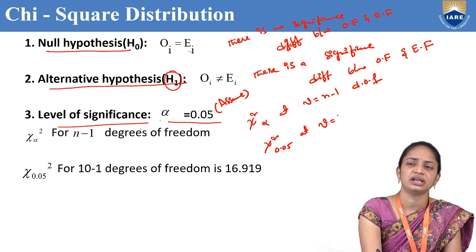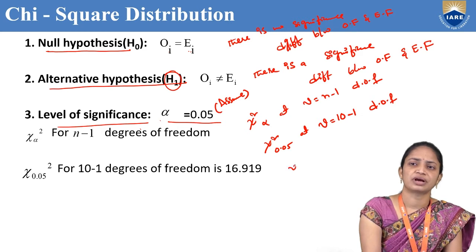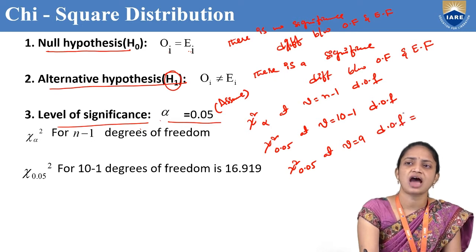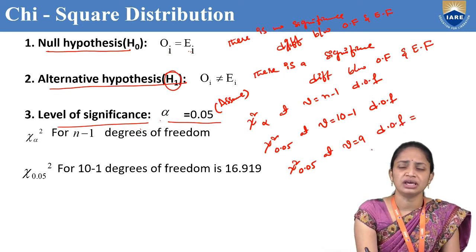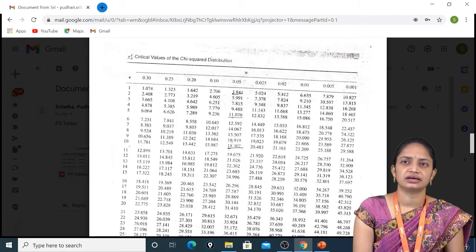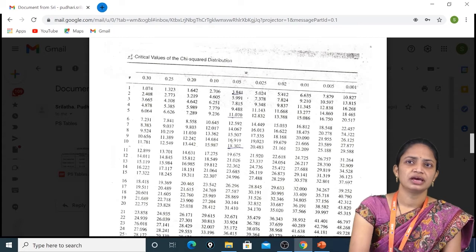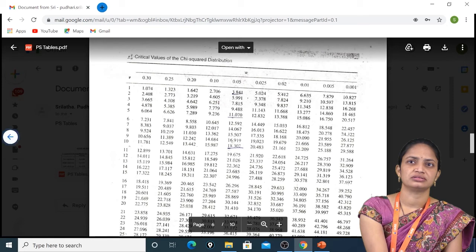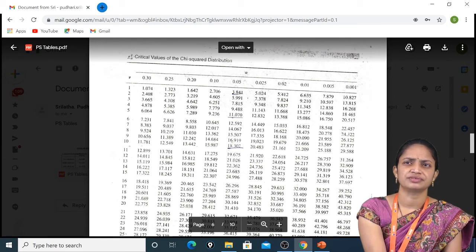So what is the value of n? That is 10. That is 10-1 degrees of freedom. So chi-square 0.05 at nu equal to 9 degrees of freedom. We have to calculate this value from the chi-square distribution table. So we have to take chi-square alpha from this chi-square distribution table. So this is our chi-square distribution table, the critical values of the chi-square distribution.